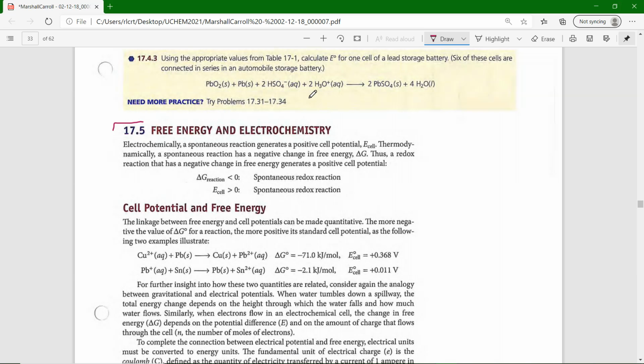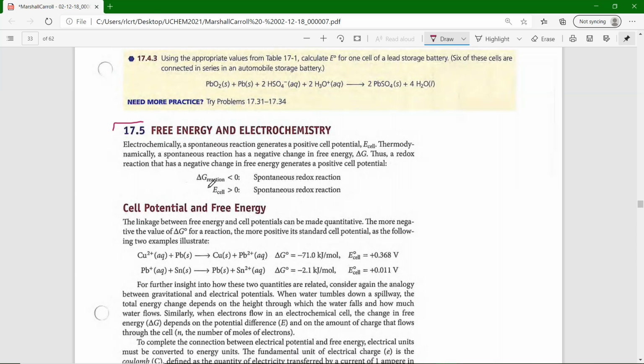Today it's about free energy and electrochemistry. This is a topic you did not get to in grade 12. It's a pure university topic. Isn't that exciting? It begins on page 857.